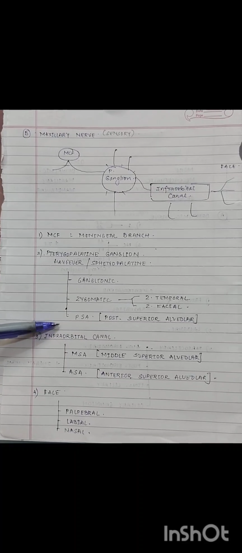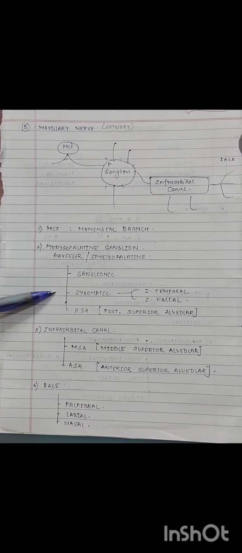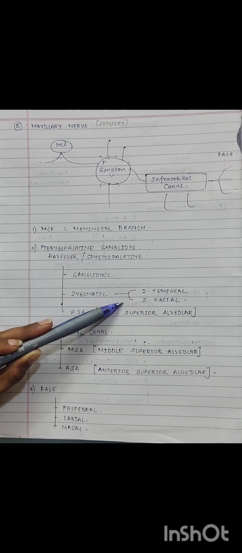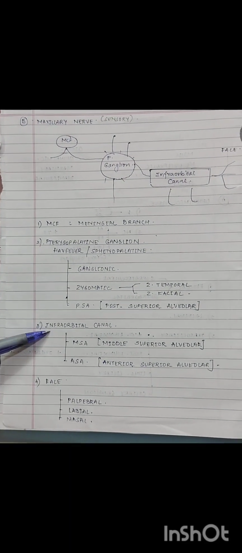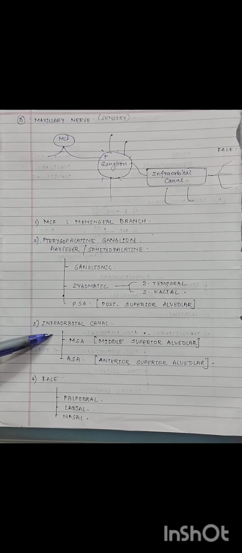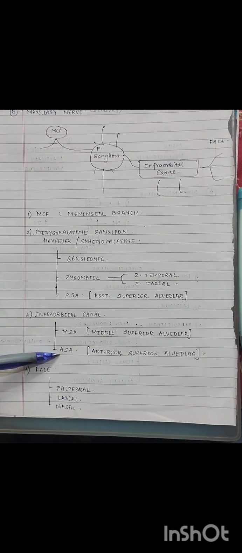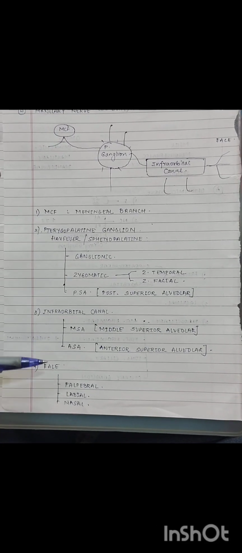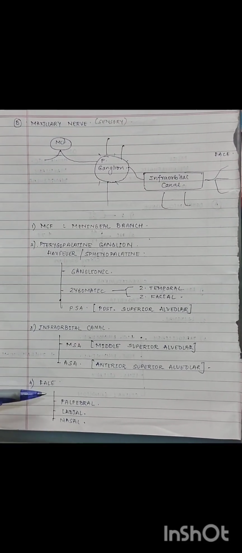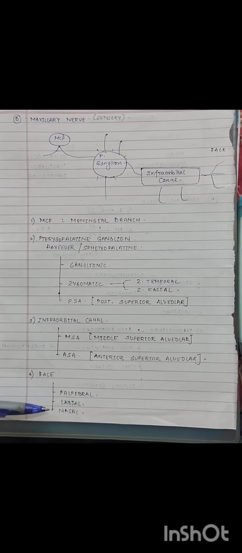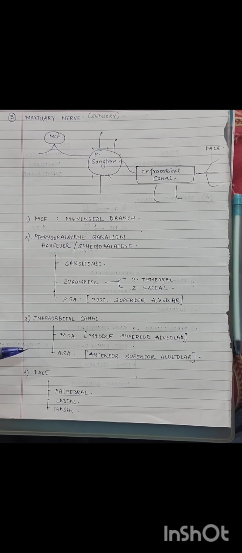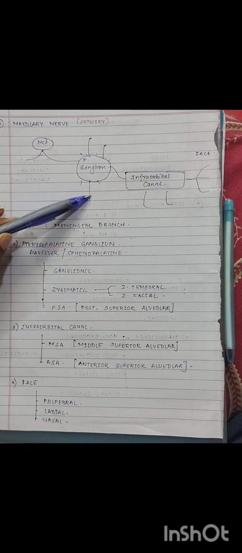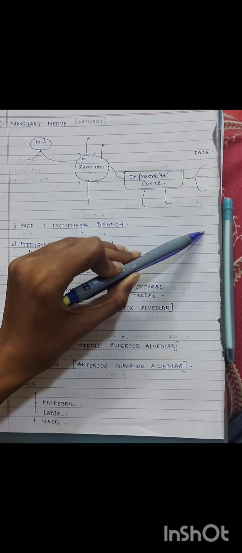PSA is posterior superior alveolar. Zygomatic again has 2 subdivisions: zygomaticotemporal and zygomaticofacial. Next up we have infraorbital canal, which gives rise to MSA and ASA. MSA is middle superior alveolar, ASA is anterior superior alveolar, and from the face we have 3 branches: palpebral, labial, and nasal. Okay, so quick recap: 4 origins: MCF, pterygopalatine ganglion, infraorbital canal, and face.